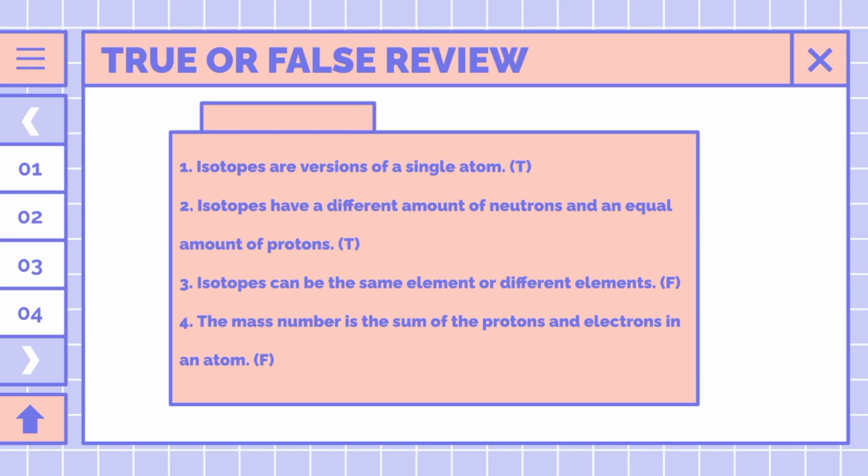In number 3, it states that isotopes can be the same type of element or different elements. This isn't true because isotopes need to be the same kind of element, even though they have a different number of neutrons. And number 4 is wrong because the mass number isn't the sum of the protons and electrons, but the sum of protons and neutrons in an atom. How'd you do?